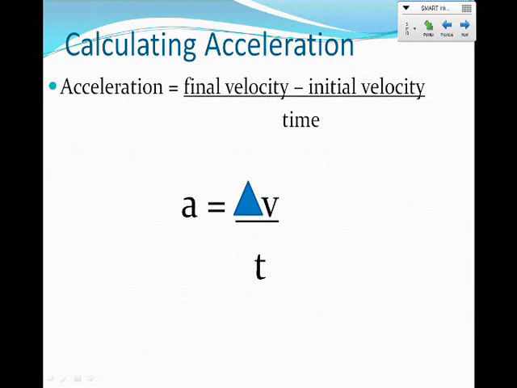Now, if we want to calculate acceleration, this is the formula. Acceleration equals final velocity minus initial velocity divided by time. A lot of times, whenever something is final minus initial, we will use a triangle to represent change. And so the formula for acceleration is acceleration equals the change in velocity divided by time. So that's what that triangle is for. It represents change in velocity. So if you ever see triangle V, that means final velocity minus initial velocity.